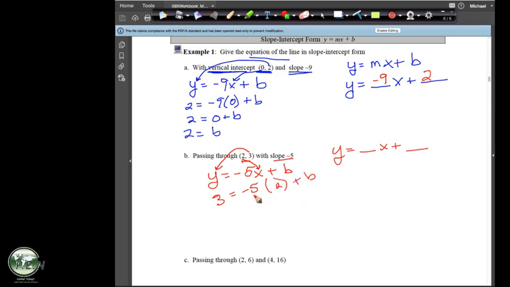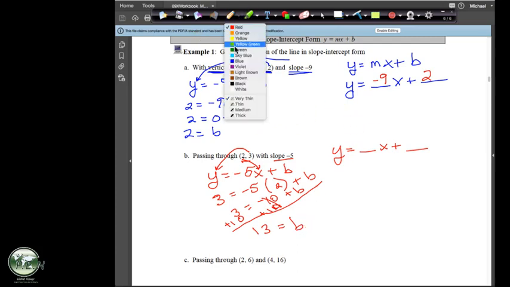And then solve. Negative 5 times 2, negative 10, plus b equals 3. How do I get b by itself? Add 10, not 11, 10, to both sides. It's supposed to be a plus. There we go. I'm getting vertically challenged here. I'm sorry about this. Negative 10 and 10 cancel. 3 plus 10. Let's see if I can get it back on level ground here. B equals 13.